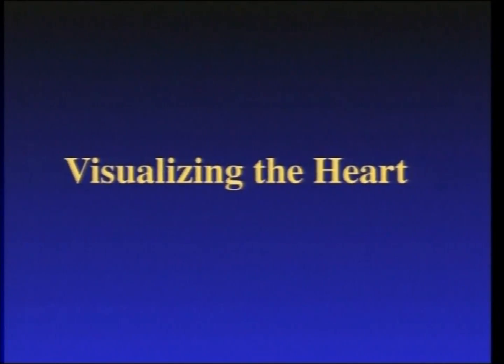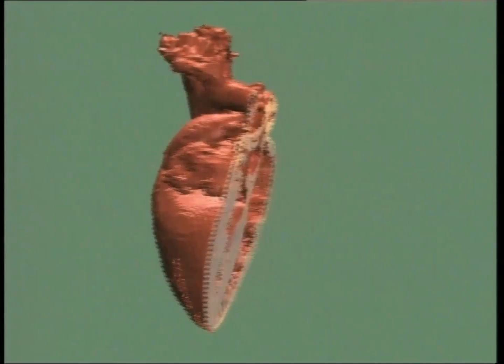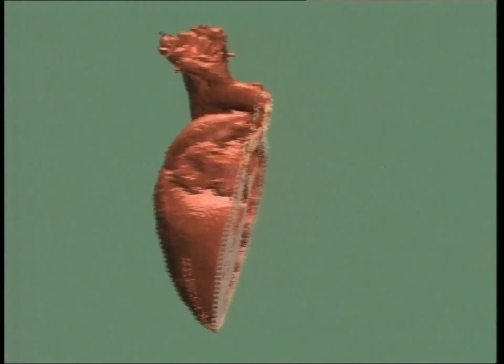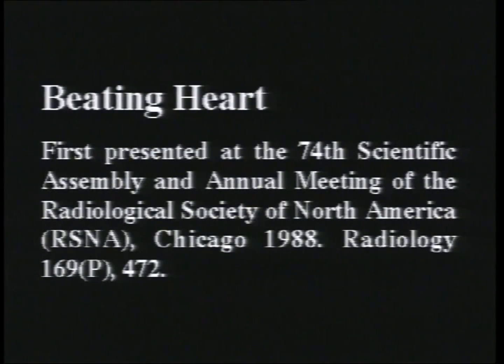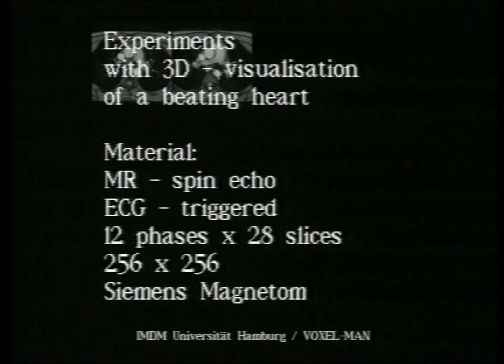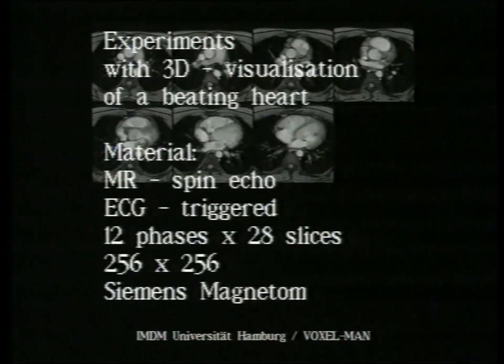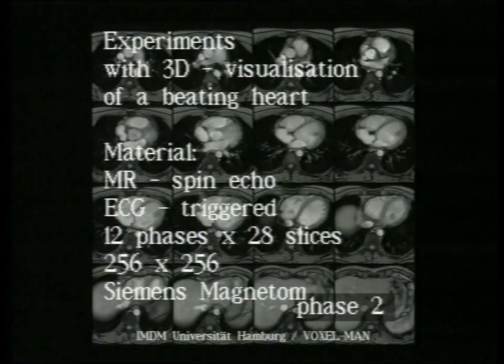The most exciting challenge is, of course, the in vivo visualization of the heart. It is rather easy to reconstruct an excised heart, as you can see here. In 1988, a beating heart was reconstructed from 12 heart phases, each having 28 cross-sections. They were acquired synchronously with the ECG.